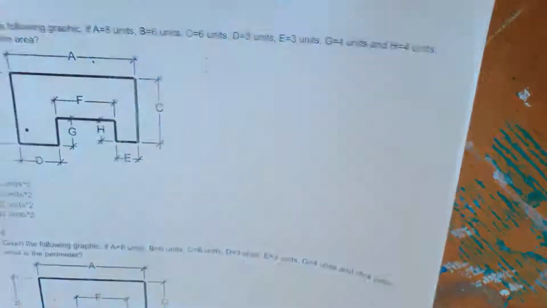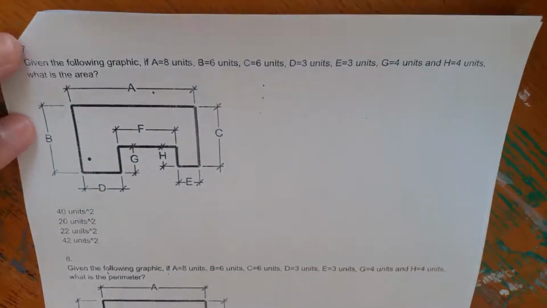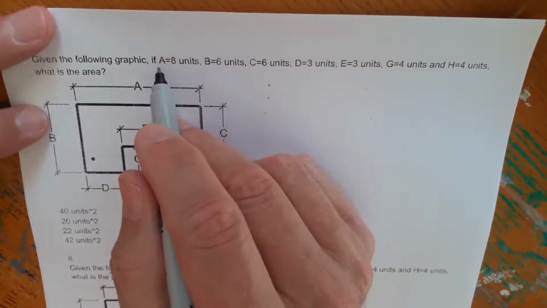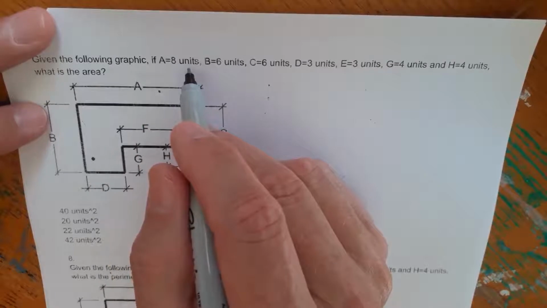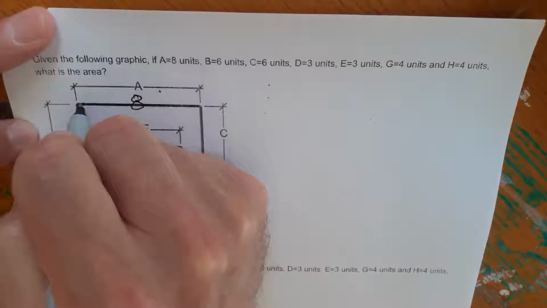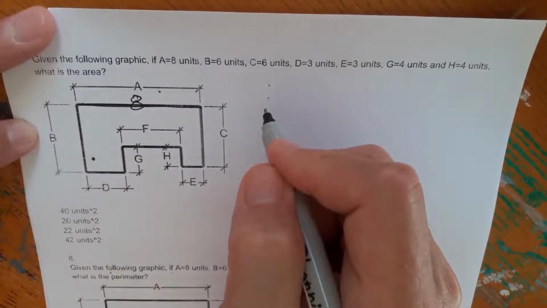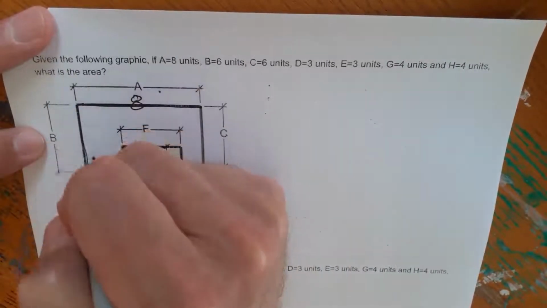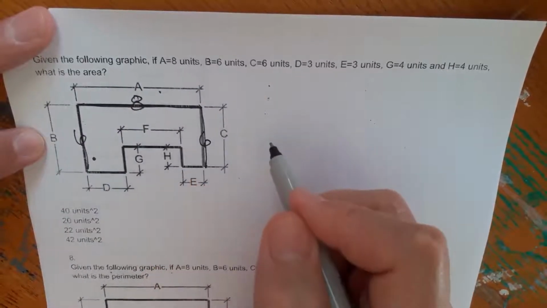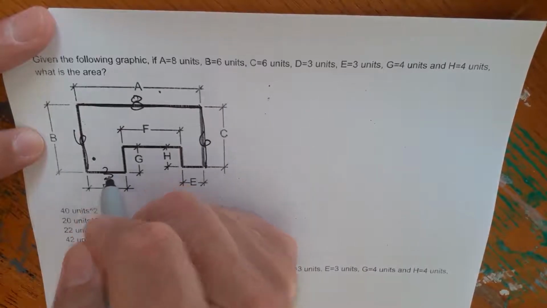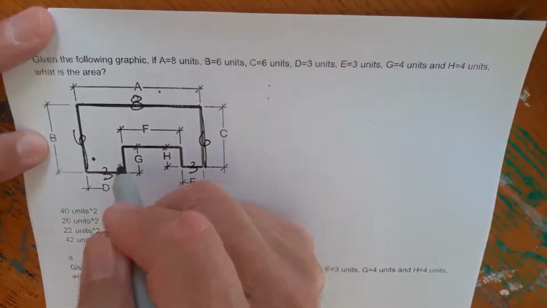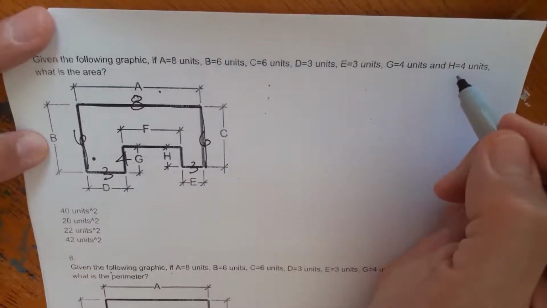And again, we've been on multiple lessons in this unit, so I'm going a little bit faster. I'm not going to explain everything totally. Some of these problems are repeats. A equals 8 units. This is 8, this distance. B equals 6. This is 6. C here is 6. D is 3. E is 3. G is 4. H is 4.